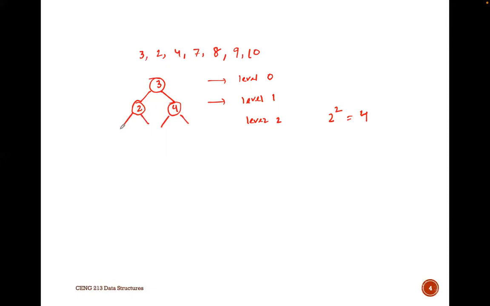Let's see, 7, 8, 9, 10. All right, so at level 3 we can have at most 2 to the power 3, which is 8 nodes. Okay, simple, because here we have 4 nodes in level 2. Each node can have at most 2 children. So in the next level, level 3, we can have at most 8 nodes, right?